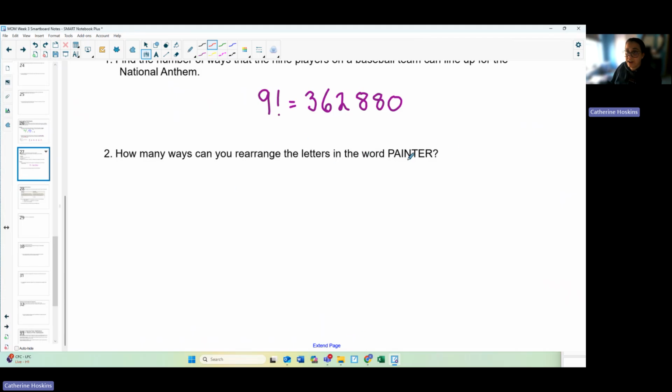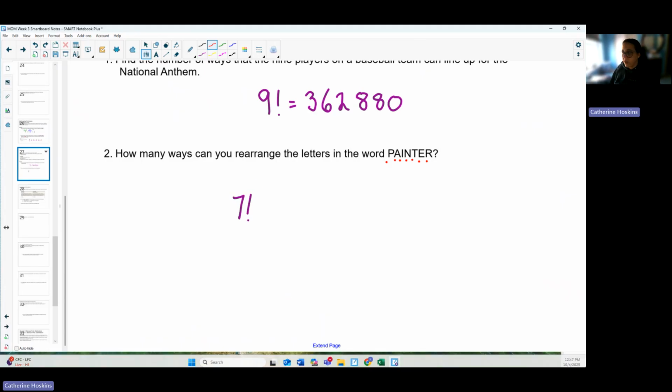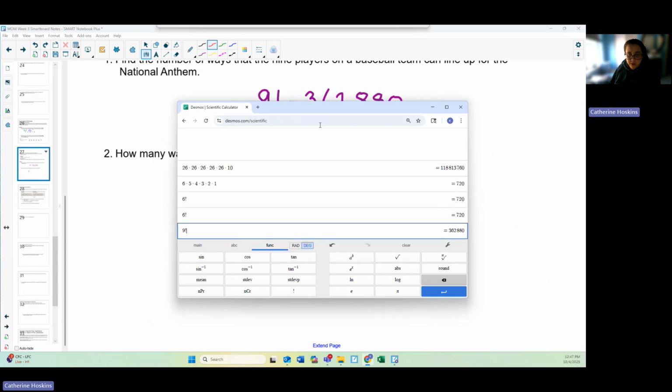The next thing it asks is how many ways we can rearrange the letters in the word painter. So I'm going to count. I have 1, 2, 3, 4, 5, 6, 7 unique letters in the word painter. So I'm going to say 7 factorial. I'm then going to bring over Desmos. 7 factorial will end up giving me 5,040 different ways I can arrange the letters in painter.